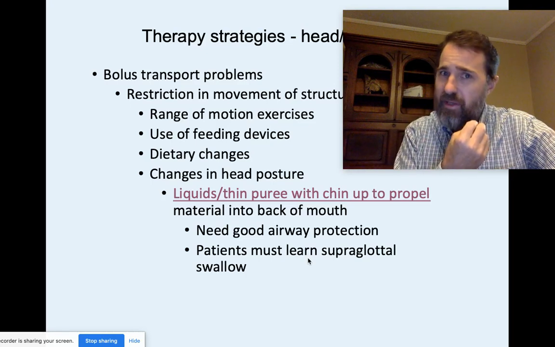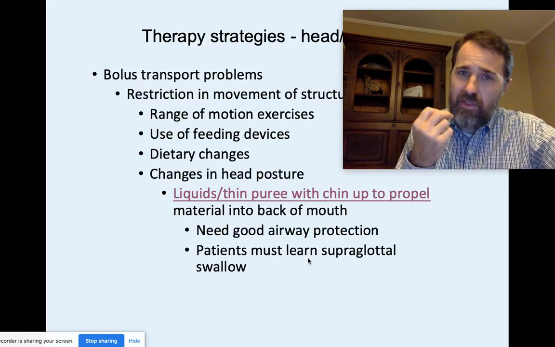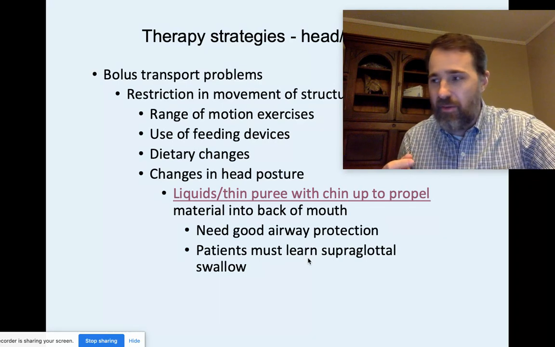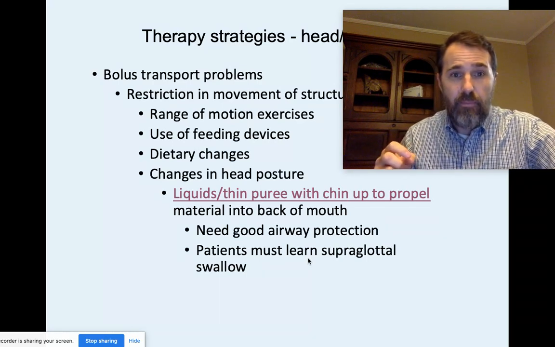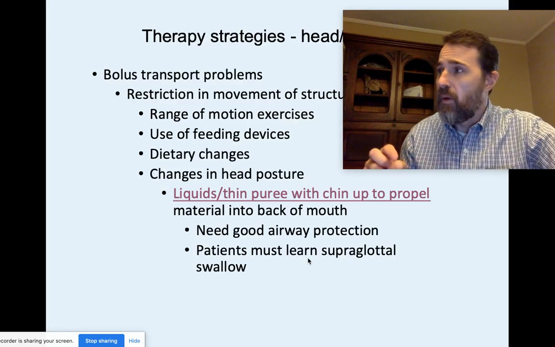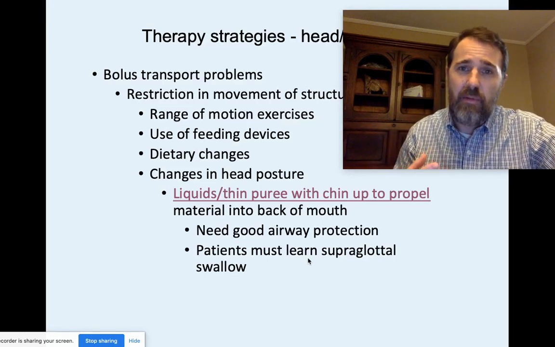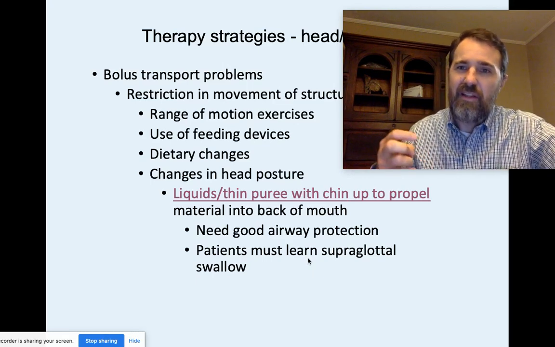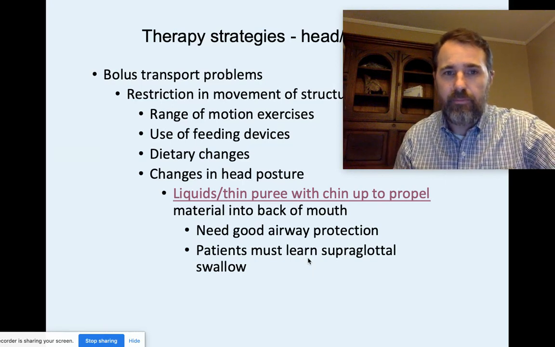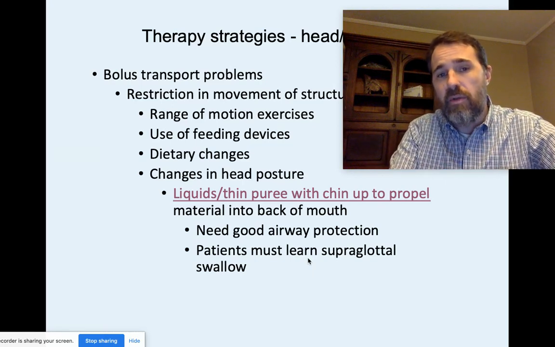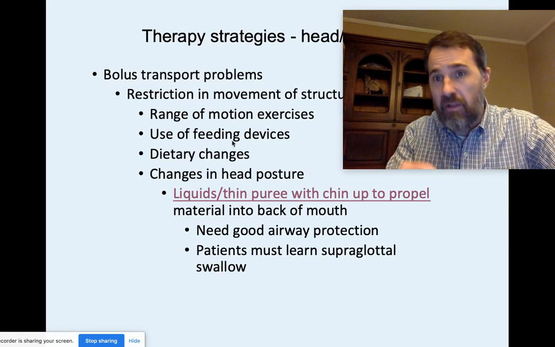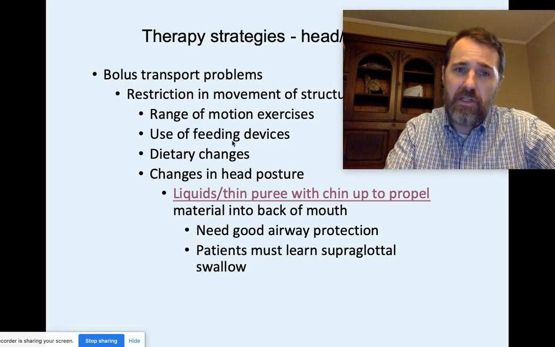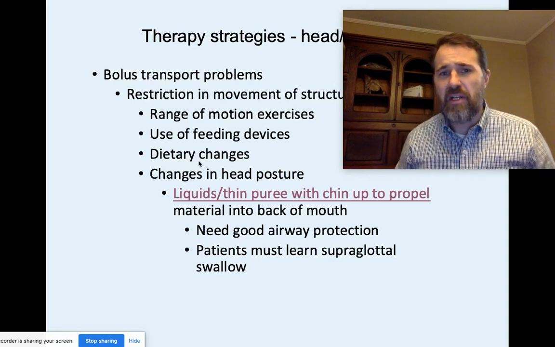And this is not quick, because when you pull the tongue quickly, that cues the stretch reflex, which increases tightness. Slow stretching decreases fibrosis in the muscle and decreases the tightness of the muscle. Use of feeding devices like the glossectomy spoon, as we just mentioned above, dietary changes.